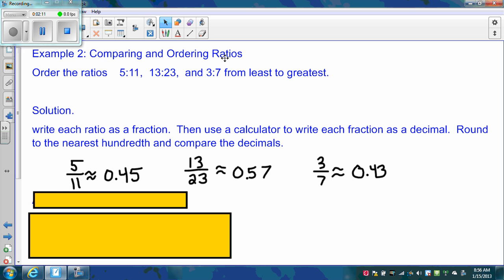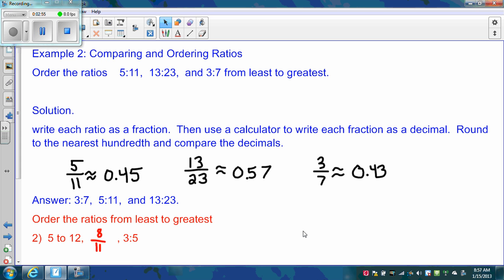Example 2 is comparing and ordering ratios. So in this case, we have 5 to 11, 13 to 23, and 3 to 7. We want to put them from least to greatest. So the first step is converting each fraction into a decimal. So we simply do 5 divided by 11, which is approximately, and you can round these to the nearest hundredth, 0.45, 13 over 23 is 0.57, and 3 over 7 is 0.43. Now these decimals are really easy to put in order, because we know 3 over 7 is our smallest, then 5 over 11, then 13 over 23 to get our answer.